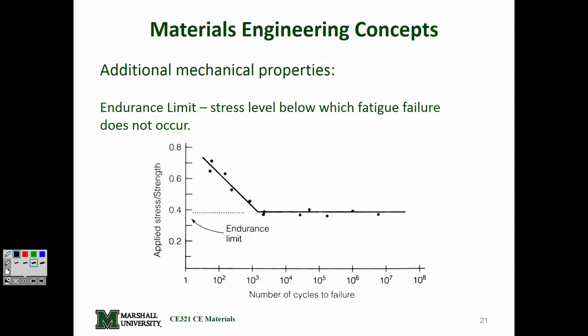If I start putting a load on here that's, say, 0.6 of the ratio of applied stress to strength, then I'm going to get 10 to the 2 repetitions. I'm going to start having failure occur. So I want to avoid that point and get down below that 0.4 for this particular material we see on the screen right here.